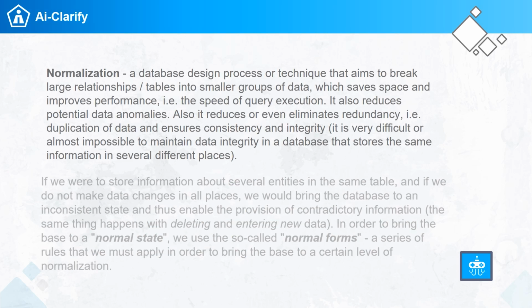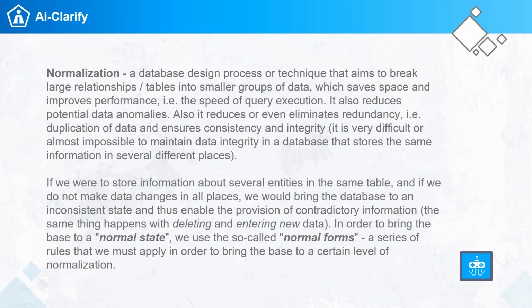If we were to store information about several entities in the same or multiple tables, and if we did not make data changes in all the places where data occurs, we would bring the database to an inconsistent state, and thus enable the possibility of providing contradictory information. This could lead to inconsistencies and anomalies. The same thing happens when deleting or entering new data.